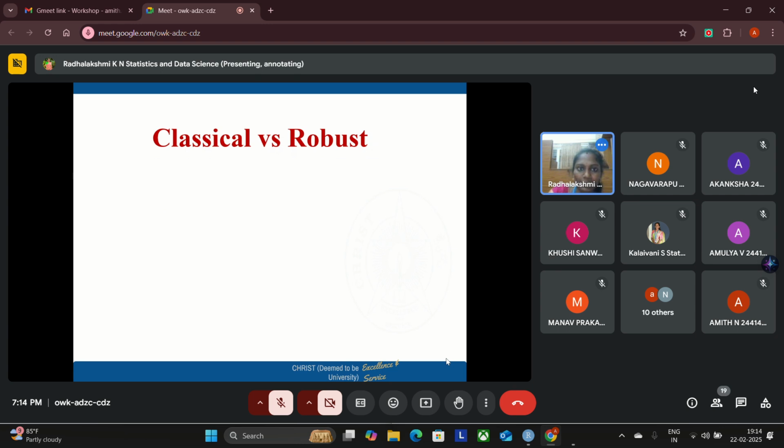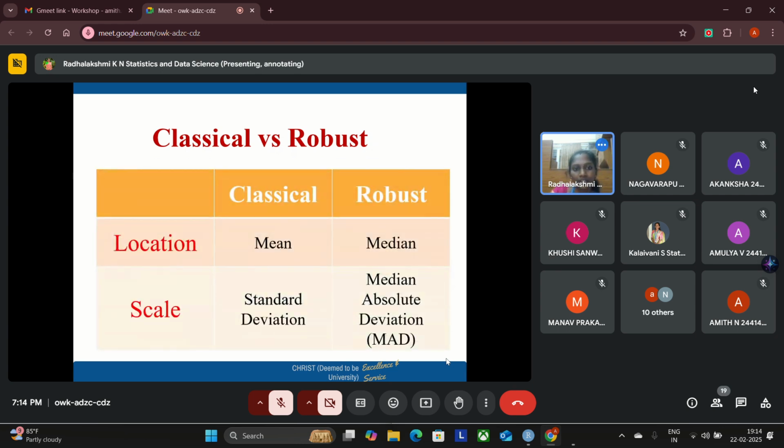So moving to the next point, what is classical versus robust? In classical techniques, the location parameter is the mean, whereas in robust procedures, we take the median as the location parameter because it is more robust, as in the examples we saw. And for the scale parameter, in the classical procedure we take the standard deviation, whereas in the robust technique we take the median absolute deviation as the scale parameter. So these are some of the introduction or overview of what robust statistics is.